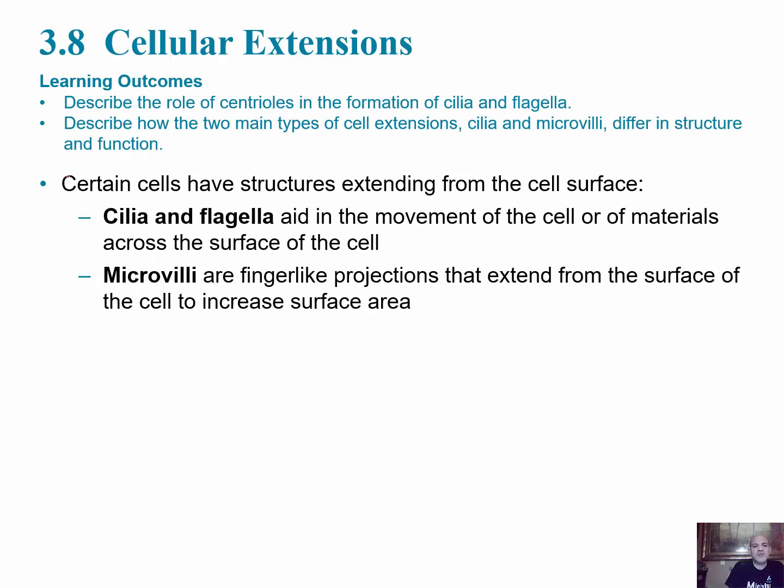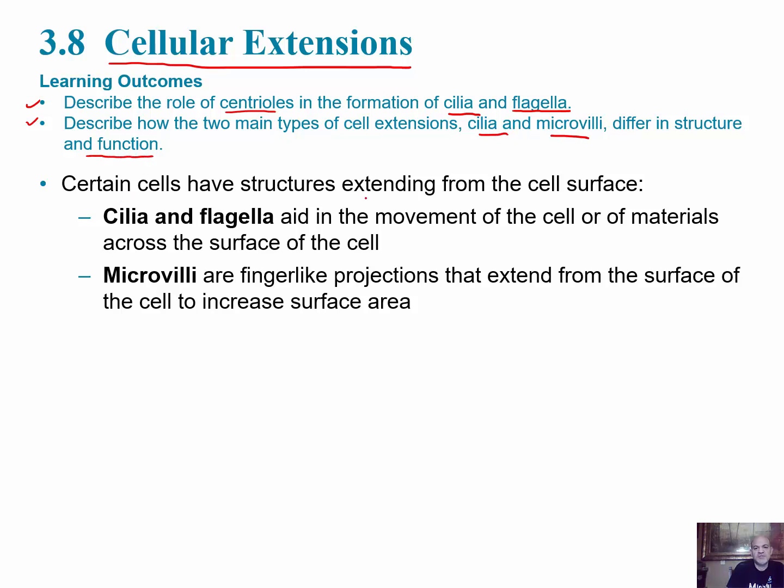Now we're going to move on to section 3.8. And 3.8 is going to look at cellular extensions. The first learning objective is to describe the role of centrioles in the formation of cilia and flagella, which were mentioned a while ago in the prior section, and to describe how two main types of cell extensions, cilia and microvilli, differ in structure and in their functions.